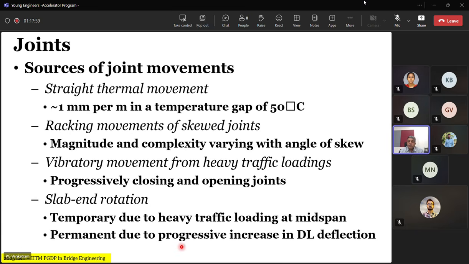Some of these movements are permanent due to progressive increase, and some of them are variable. So you have to consider all of them when you look at the sources of joint movement before you take a call on it.